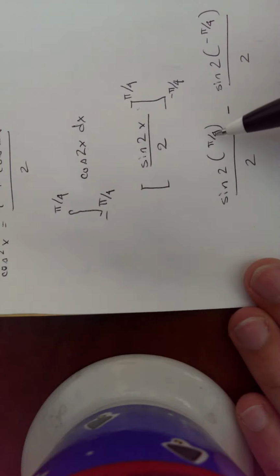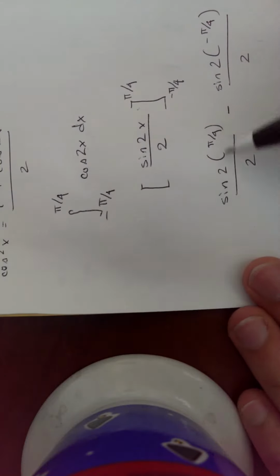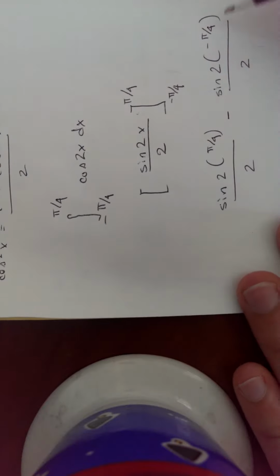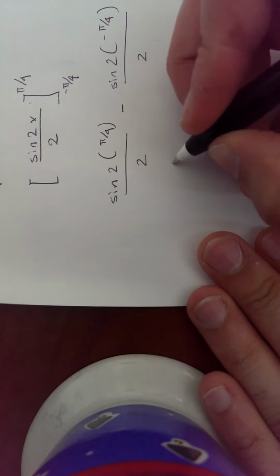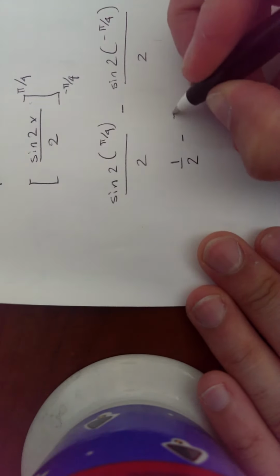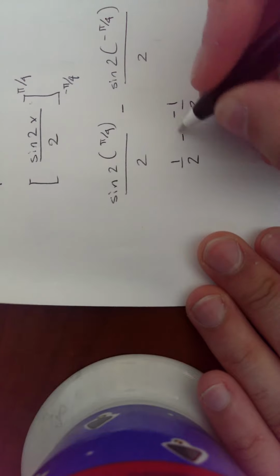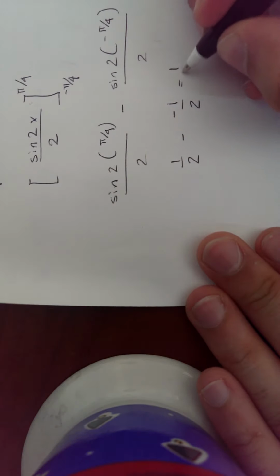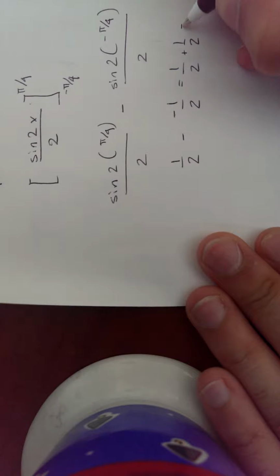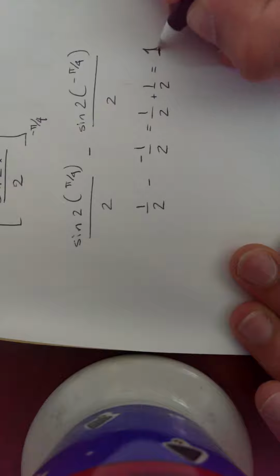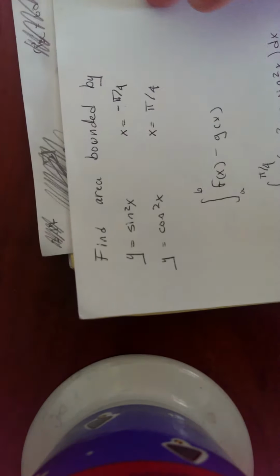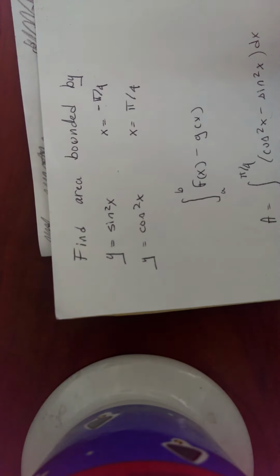Now 2 times pi over 4 is just pi over 2. What is the sine of pi over 2? That's 1. So if you look at here, that will make it negative 1. So you have 1/2 minus negative 1/2, and this means that it will become a positive 1/2 plus 1/2, which is just 1. And that is the area that is bounded by these guys. Anyway, that's a Calc 2 problem. Pretty simple and straightforward.